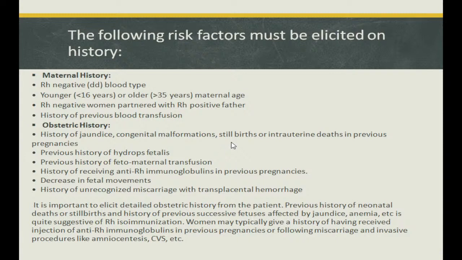Maternal history: rhesus negative blood group, maternal age younger than 16 years or older than 35 years, a rhesus negative woman partnered with a rhesus positive father, history of previous blood transfusion. As for obstetrical history: history of jaundice, congenital malformations, stillbirths or intrauterine death in previous pregnancies, previous history of hydrops fetalis, previous history of fetal-maternal transfusion, for example placenta previa, vasa previa, abruptio placentae.